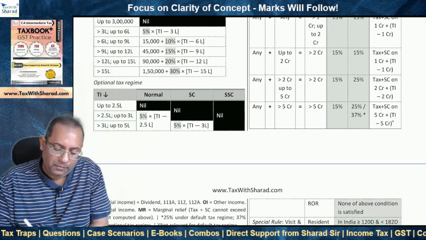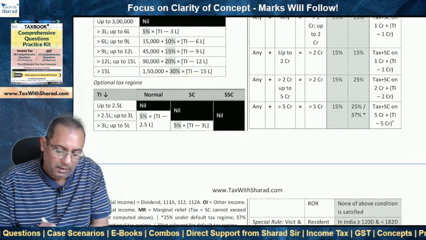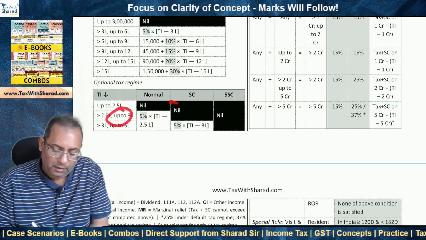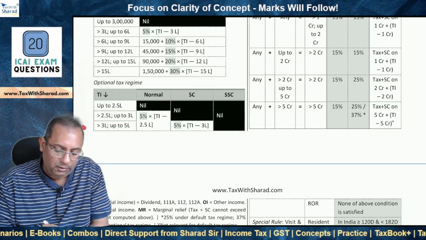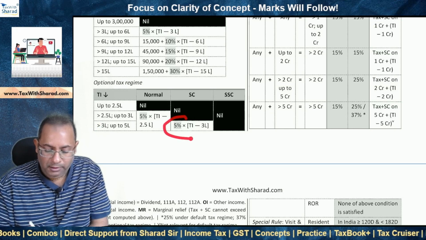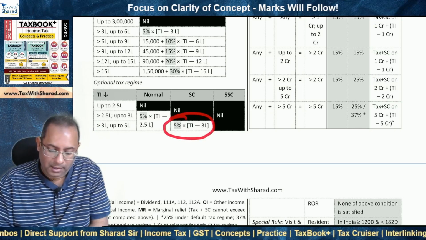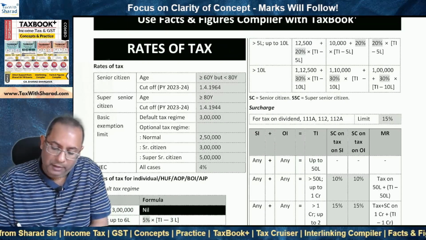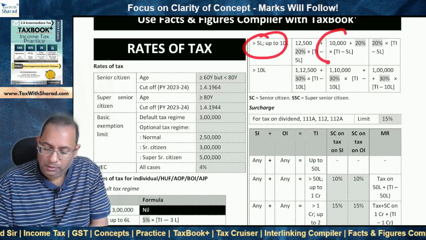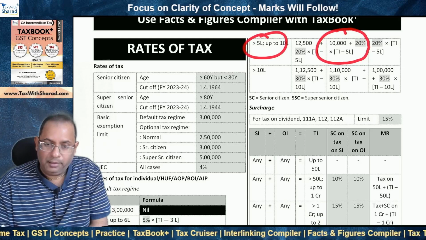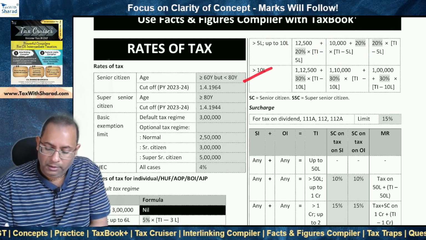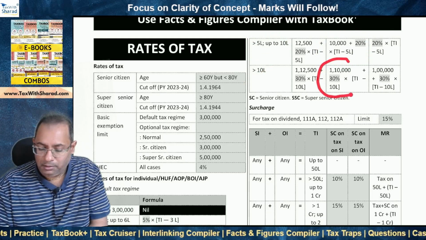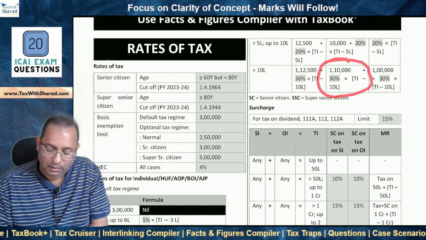In the case of a senior citizen, up to 3 lakh, there is no tax. More than 3 lakh and up to 5 lakh, the formula is 5% into within bracket total income minus 3 lakh. More than 5 lakh and up to 10 lakh, the formula is 10,000 plus 20% into within bracket total income minus 5 lakh. More than 10 lakh, the formula is 1 lakh 10,000 plus 30% into within bracket total income minus 10 lakh.